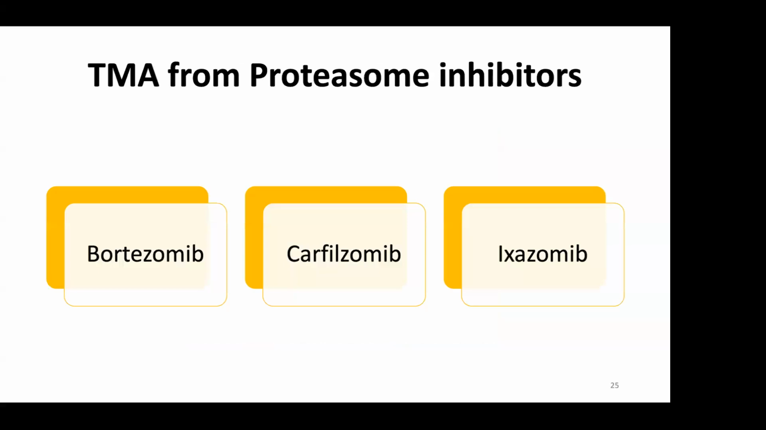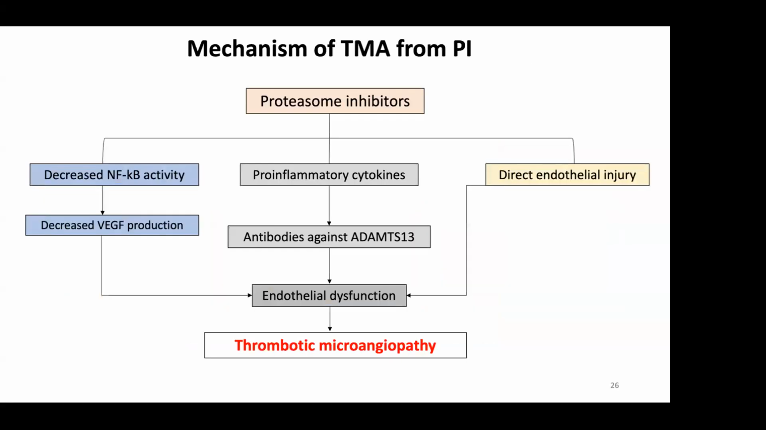So coming back to the drugs which can potentially cause TMA in such a scenario. Proteasome inhibitors are known to cause thrombotic microangiopathy, especially the drugs which we know are bortezomib, ixazomib, and carfilzomib. How does thrombotic microangiopathy happen from proteasome inhibitors? There could be a downstream reduction in the vascular endothelial growth factor production. It could be because of certain antibodies which are generated against ADAMTS13, which causes the endothelial dysfunction, or carfilzomib or bortezomib can directly injure the endothelium. So these are all potential explanations.